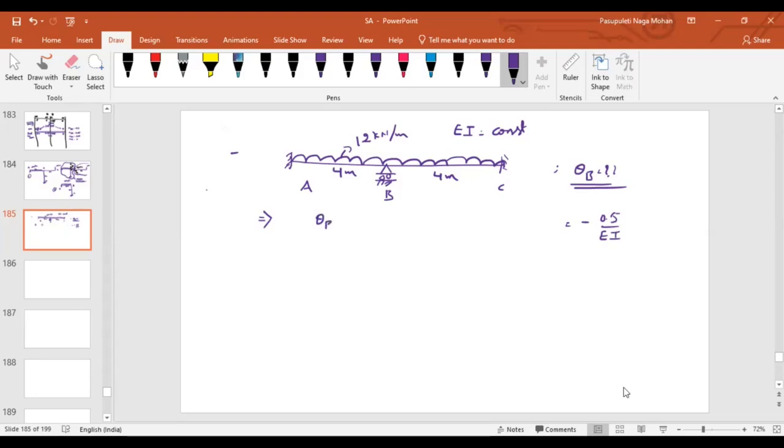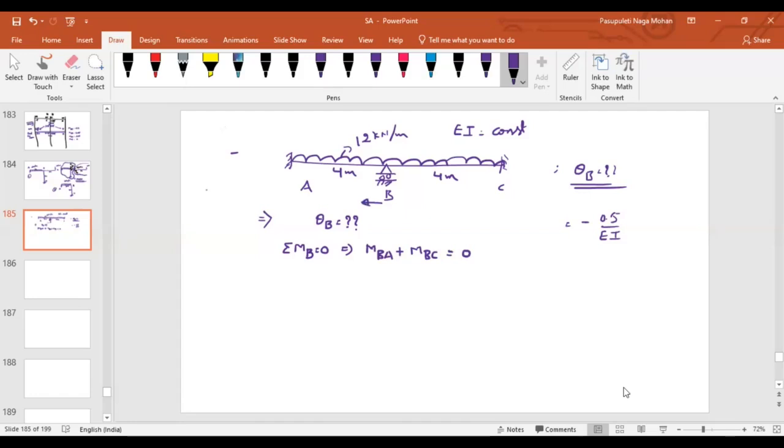Only the unknown variable is the rotation theta B, right? Now for that, what is the equation that you have to use? Summation of moments at B equal to 0. How many moments are there? Moment at B towards A plus moment at B towards C should be 0. What about moment at B towards A? What is the fixed moment?